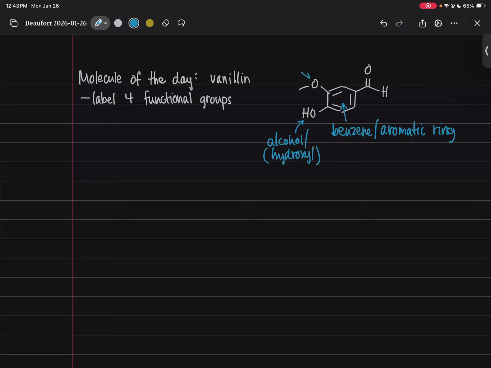What about this one? If this one stumps you a little bit, it's an oxygen with 2 carbon-based groups attached to it on either side. So that's an ether.